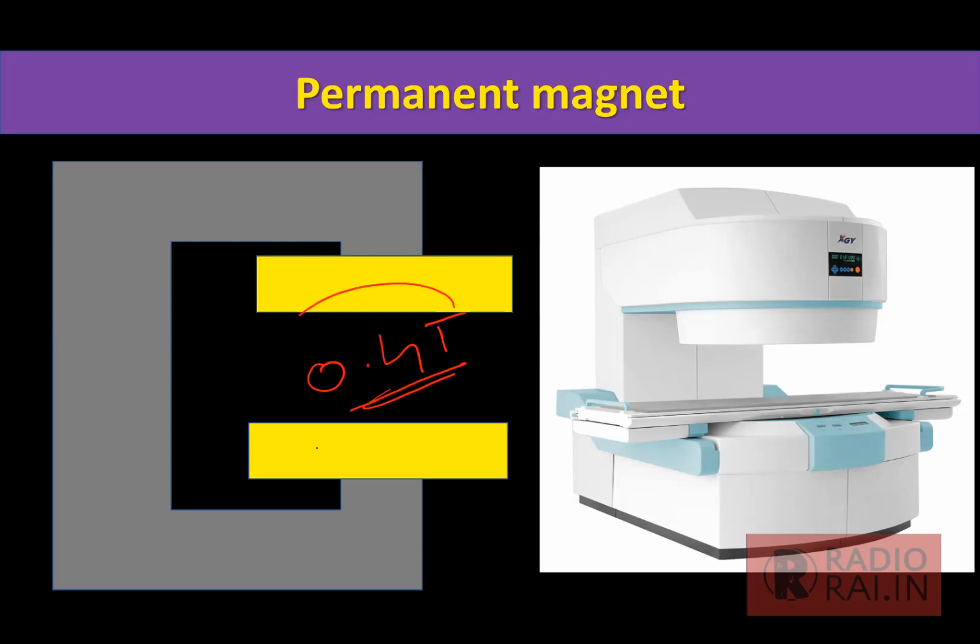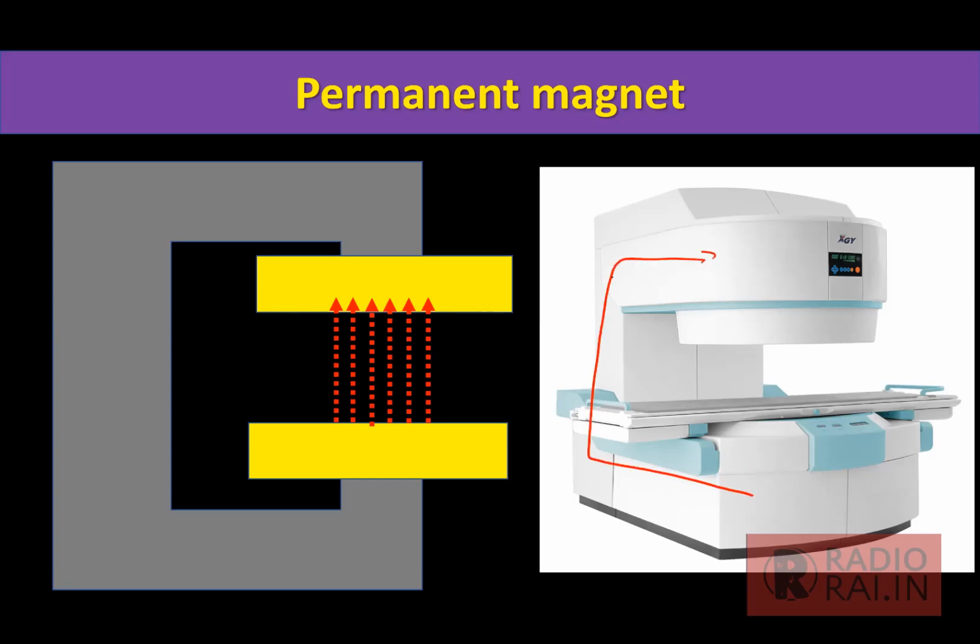So it was very less for a good image. It was producing only 4 Tesla and it was heavy. These were the two reasons why the permanent magnet MRI was not used anymore. And this was having the typical horseshoe shape, with the magnet kept above and below the patient.